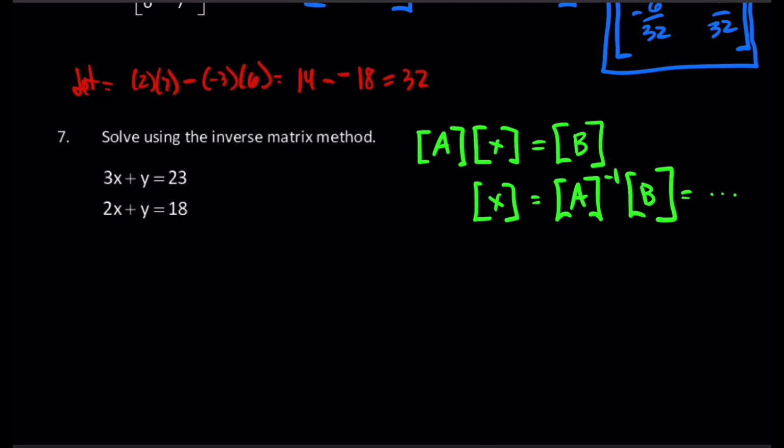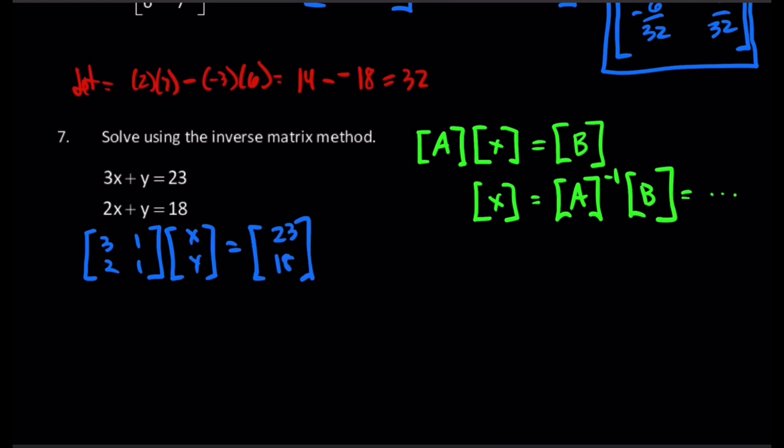All right, so here's the setup. Here's what I'd like to see. Coefficient matrix, 3, 1, 2, 1, times variable matrix, X, Y, equals the constant matrix here, 23, 18. So now I need to move this to the other side by multiplying by the inverse. So the work I'm going to show, variable matrix, X, Y. I'm going to put the inverse matrix in there. You don't have to write this to the -1.